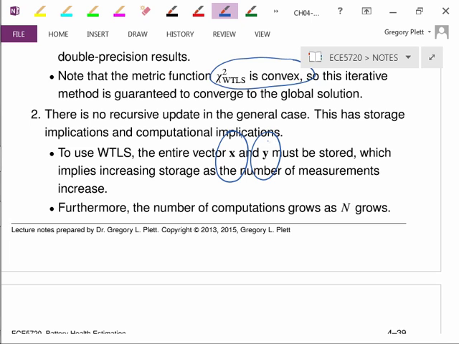So storage grows. If I have only a few data points, maybe that's not a big deal, but if I have a battery pack that's supposed to operate for a decade and I update once a day, well, that's a lot of data points that you have to store. If I update faster than once a day, it's even more. And what's even more troubling is that the computation grows as the number of data points grows.